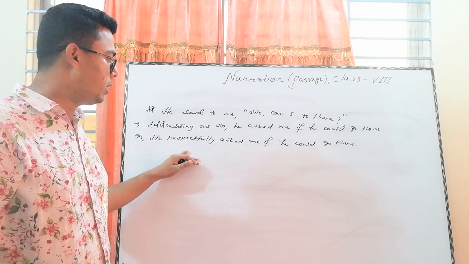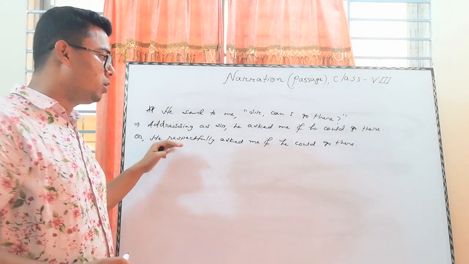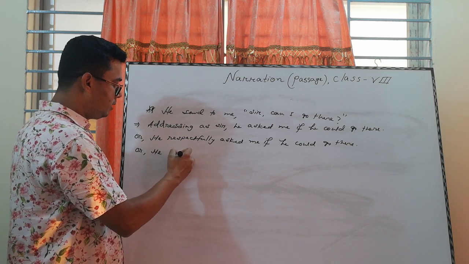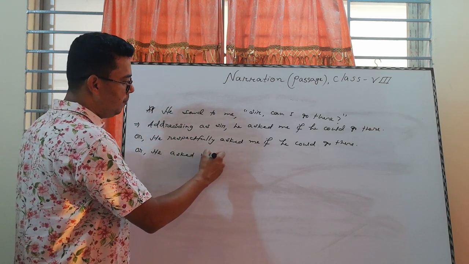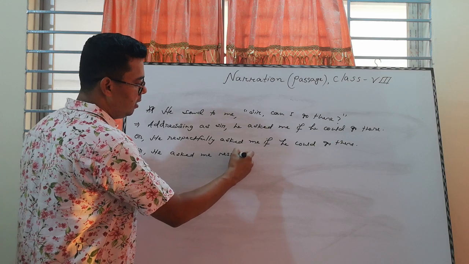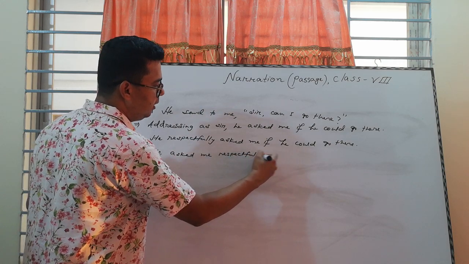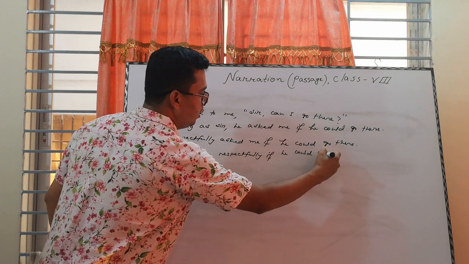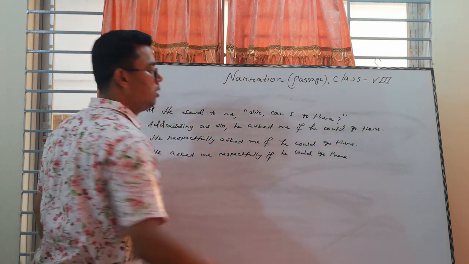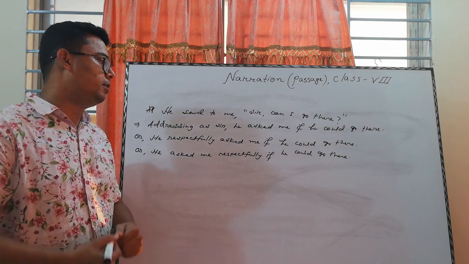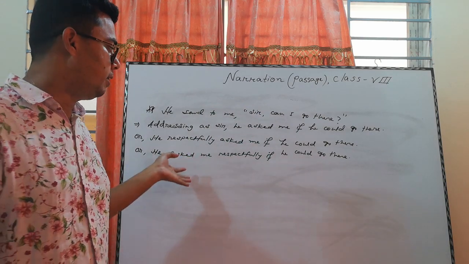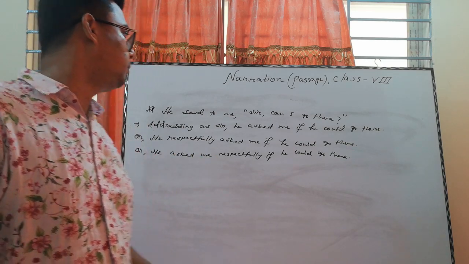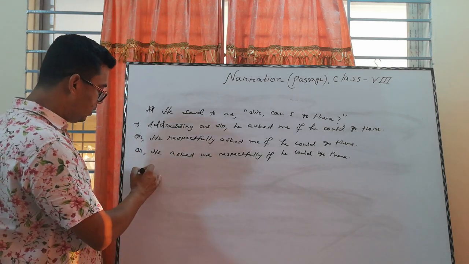This is another way. This is also right. You can write this also. Another is, he asked me respectfully if he could go there. There are three ways to write down this sentence. I have shown you very well. Is it clear? Okay. Come to another point.